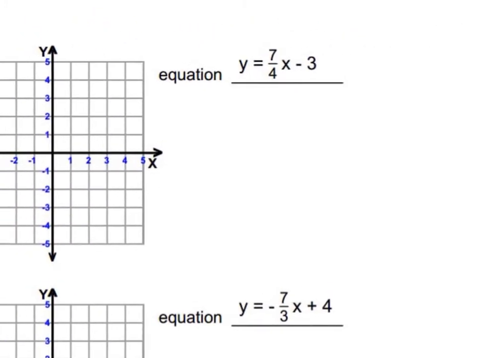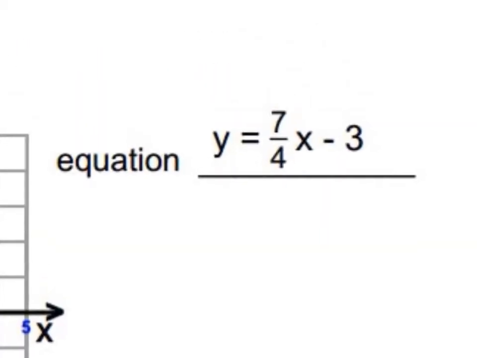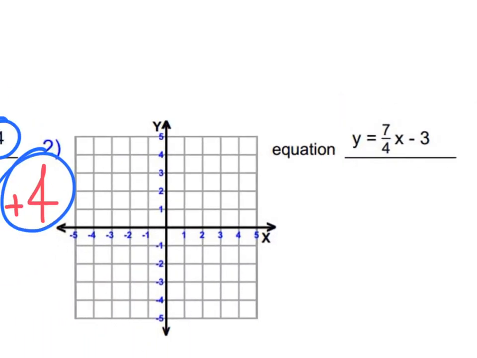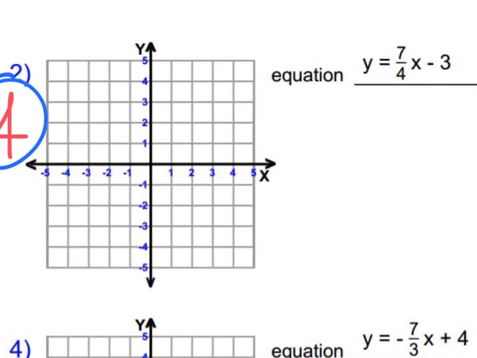Here I see it's y equals 7 over 4x minus 3. So here we have the y-intercept right here, and because it's negative, we're always going to start at the origin point, but in this case, we're going to be going down. So we're going to start right here. I'm going to count down 1, 2, 3, and this is where our first dot's going to go.